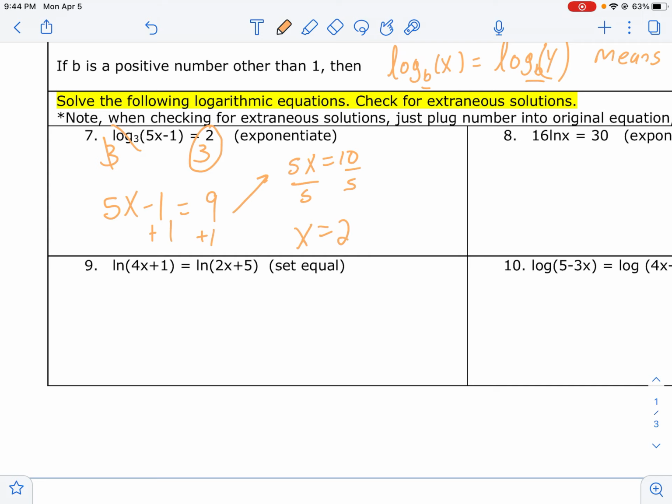All right. It's always good to double check your answers here. So if you just plug this in real quick, log base 3 of 5 times 2 minus 1. That's going to be log base 3 of 10 minus 1, which is log base 3 of 9. Is the log base 3 of 9 equal to 2? We take 3, we square it, that's 2 is equal to 2. So we're good.